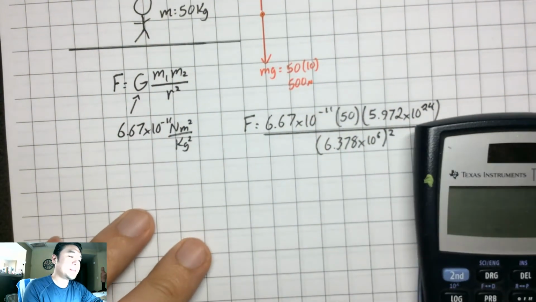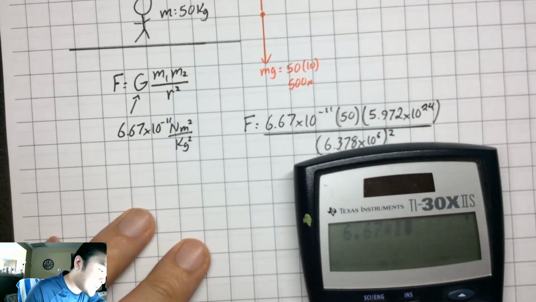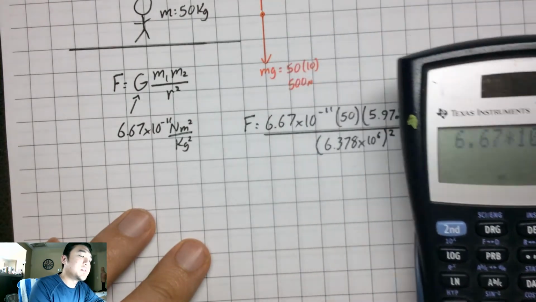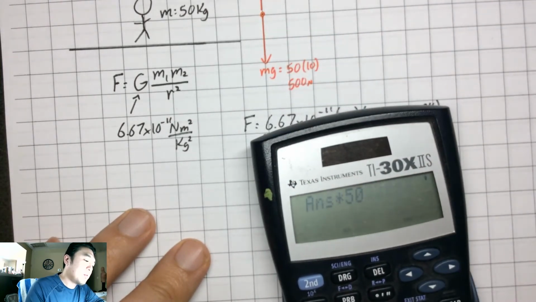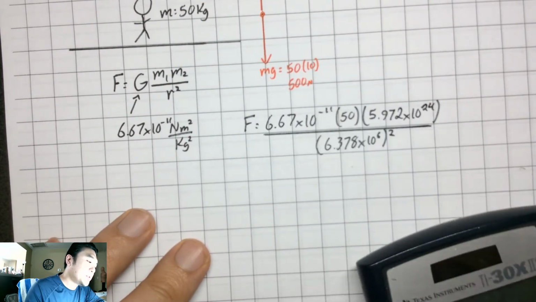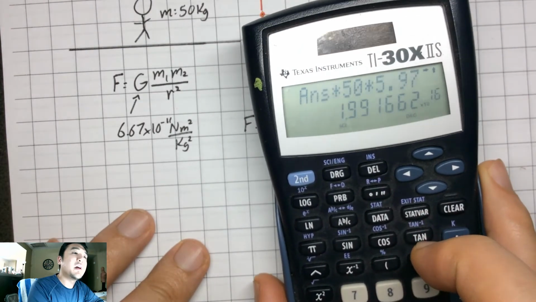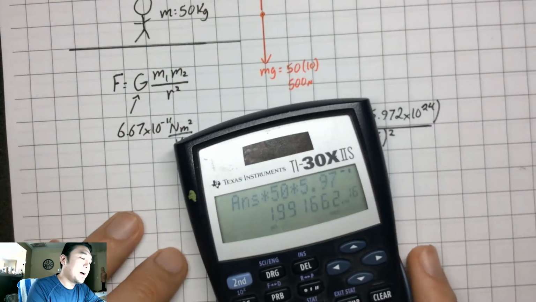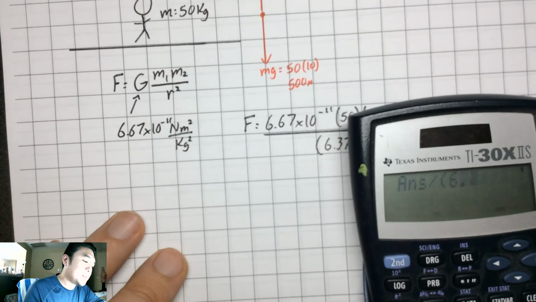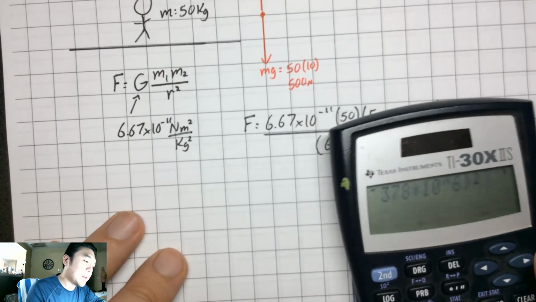So let's see. On the TI-30, let's go ahead and multiply across the top. 6.67 times 10 to the negative 11th. Okay, so there you are. We're going to start off with that guy. We're going to multiply by 50. We're going to multiply by 5.972 times 10 to the 24th. And I'll hit enter there. That gives me this number. We're not done with it yet. Okay, we need to divide by, and here I'll use parentheses definitely, 6.378 times 10 to the 6th power, and we got to square all that on the bottom.